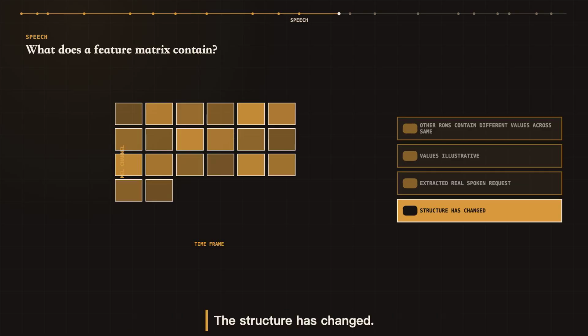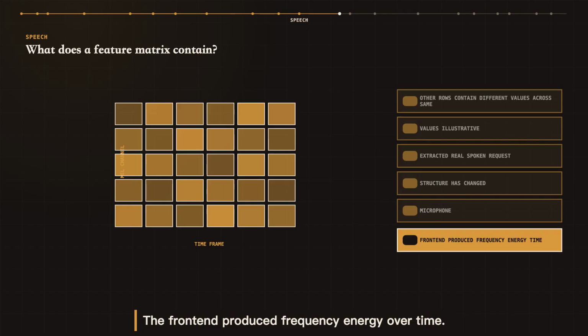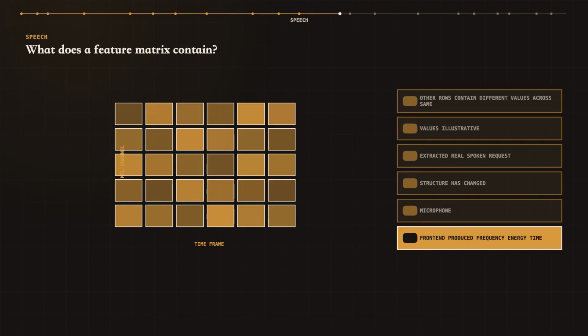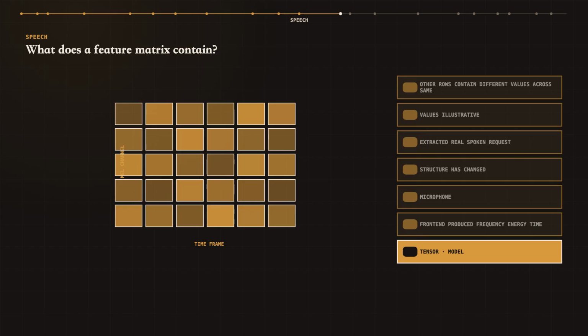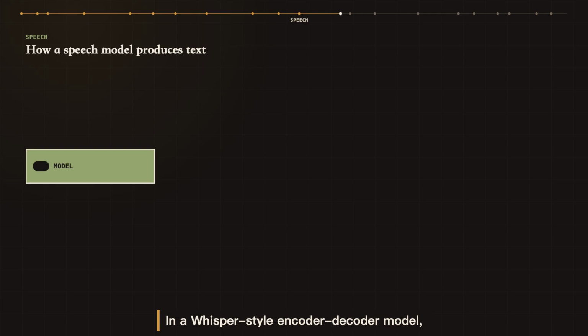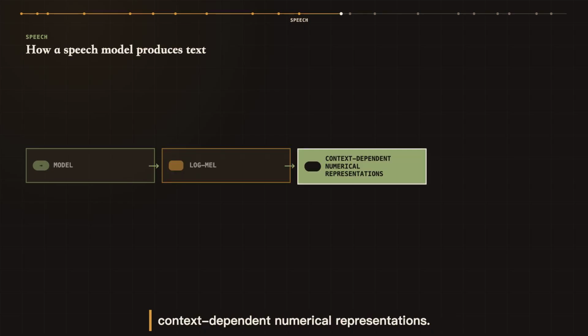The structure has changed. The microphone produced amplitude over time. The front end produced frequency, energy, over time. The speech model now receives a tensor, not a sound wave in the everyday sense. In a Whisper-style encoder-decoder model, an audio encoder processes the log-mel matrix into context-dependent numerical representations.